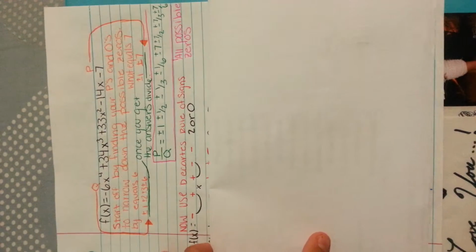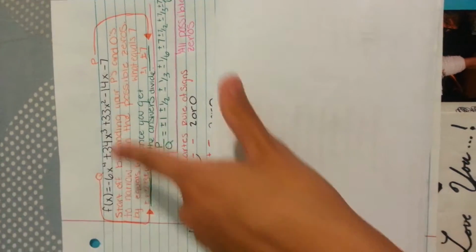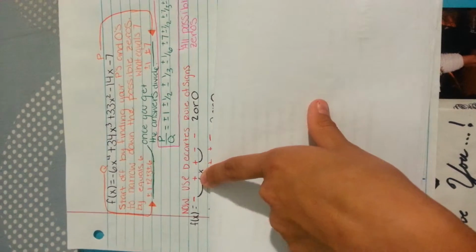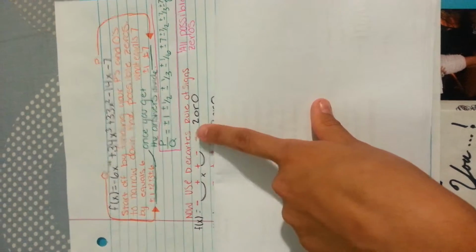To do this, we have to use these. Since it's -6, our first symbol is going to be negative. Our second is 34, which is plus 34. Our third is positive, and the last two are negative.